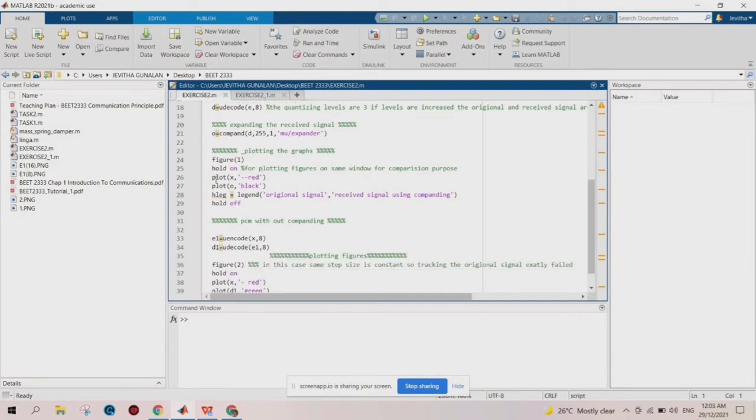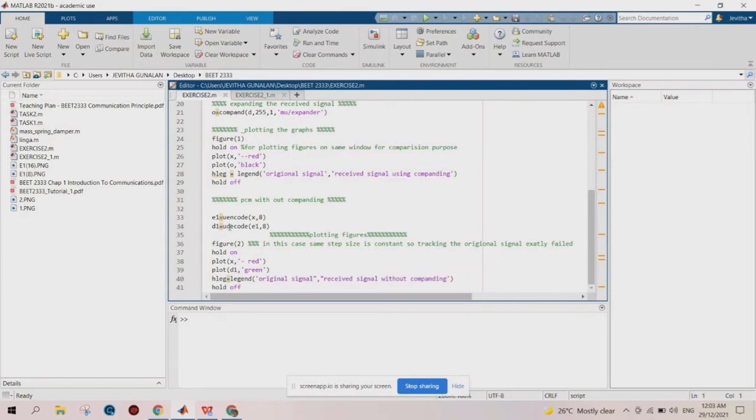So for figure 1, hold on, plot(x,'r'), plot(O,'black'), h_leg equals legend('original signal','receive signal using companding'), hold off. e1 equals uencode(x,8), d1 equals udecode(e1,8). Figure 2, scroll down, plot(x,'red'), plot(d1,'green'), h_leg equals legend('original signal','receive signal without companding').